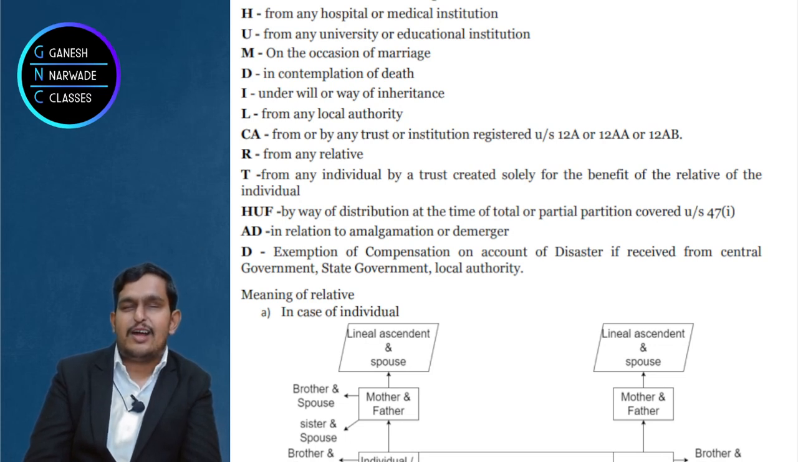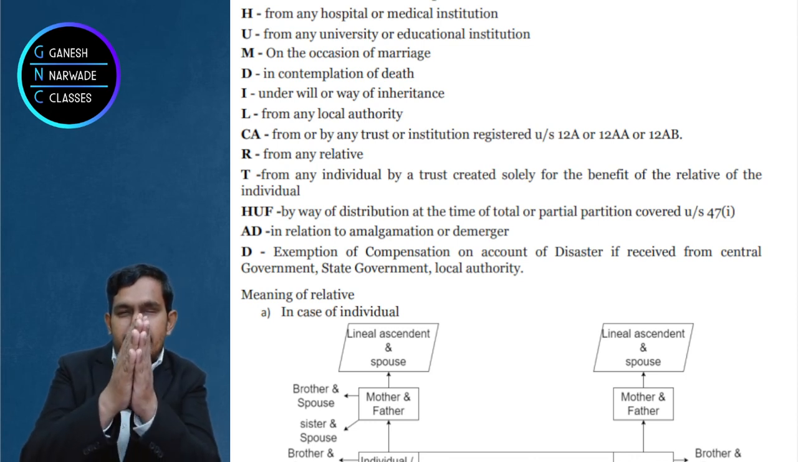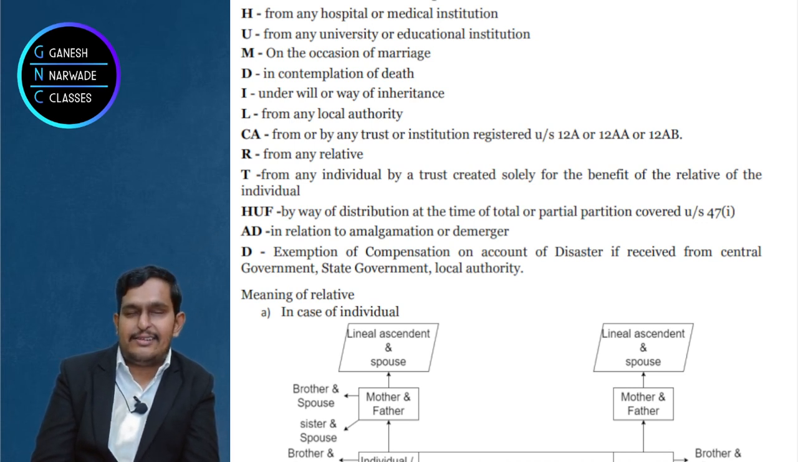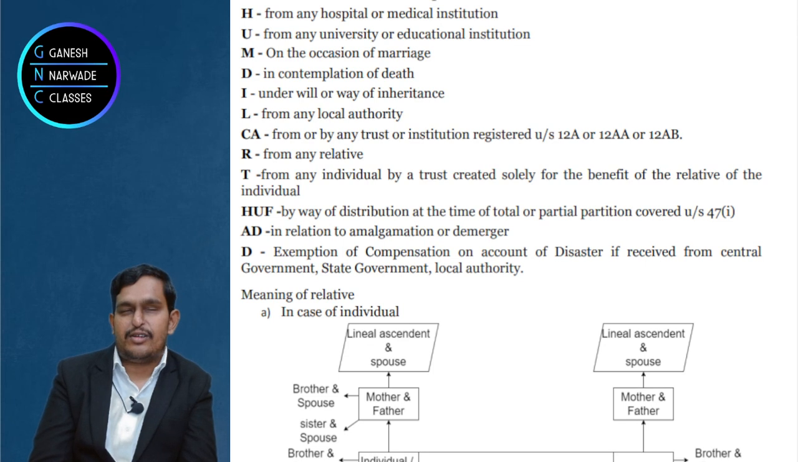ADD, in case of amalgamation of two companies, in case of demerger, one company becoming two, if any gifts are given, not taxable. Any assets are exchanged, not taxable. Okay, very good. Finally, if there is a disastrous situation, and any gifts are given, gift means some aid is given in simple language, right? By central government, state government, local authority.